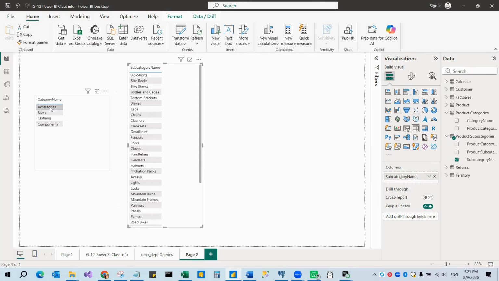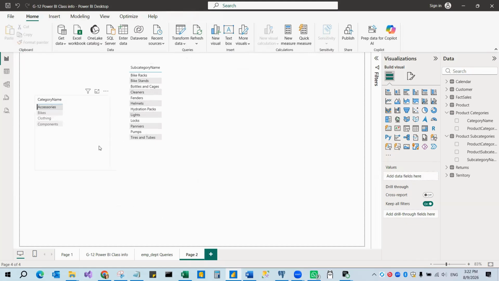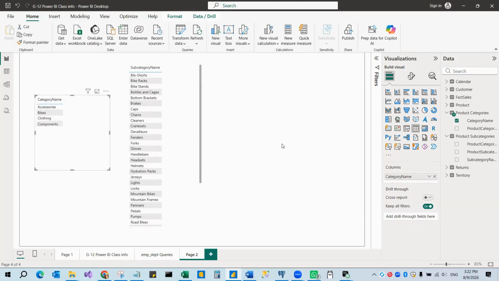That means if I click this, it should change. Because the data is flowing this way, if I click bike, it will only show me the bike. If I select clothes, it only shows me the clothes. If I select accessories, it shows all the accessories. But look over here. If I click any one of those, if I click bike, nothing happens. Nothing changes.